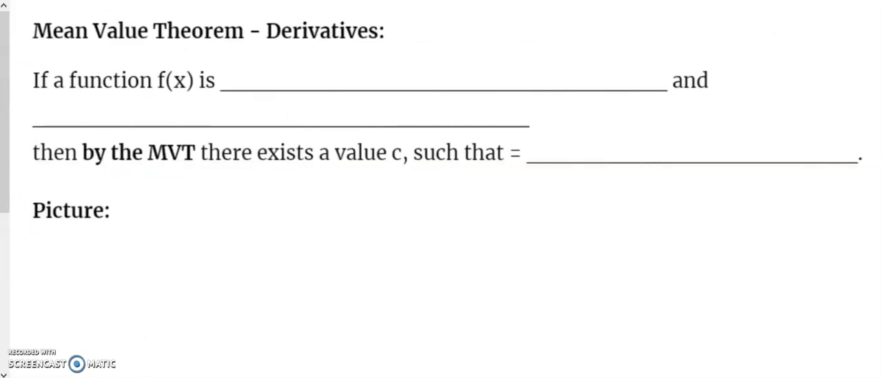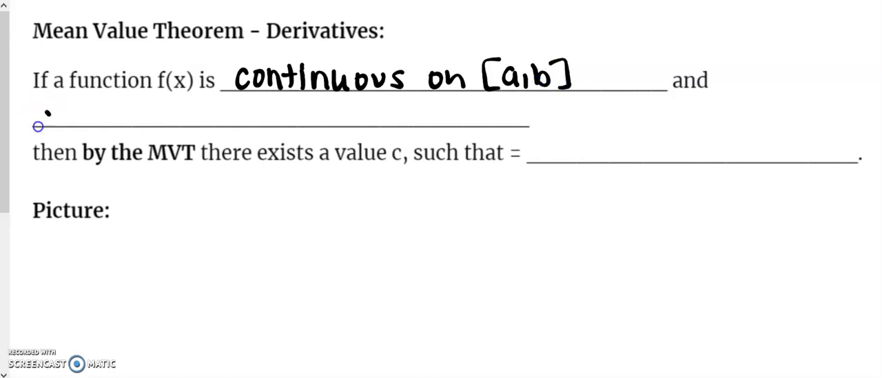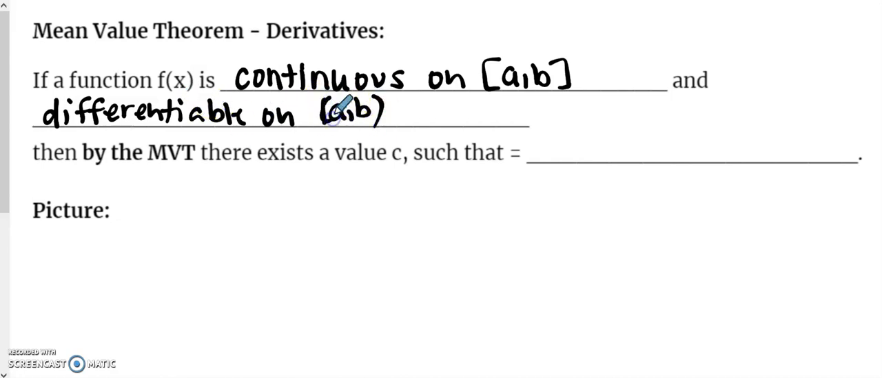Next one is the mean value theorem, specifically for derivatives. So now as soon as we're going to start throwing in derivative language, it's not just enough that a function is continuous, it also has to be differentiable. So if f of x is continuous on the closed interval from a to b and differentiable on the open interval (a, b), because remember we can't be taking derivatives at endpoints because it's like floating tangent lines.